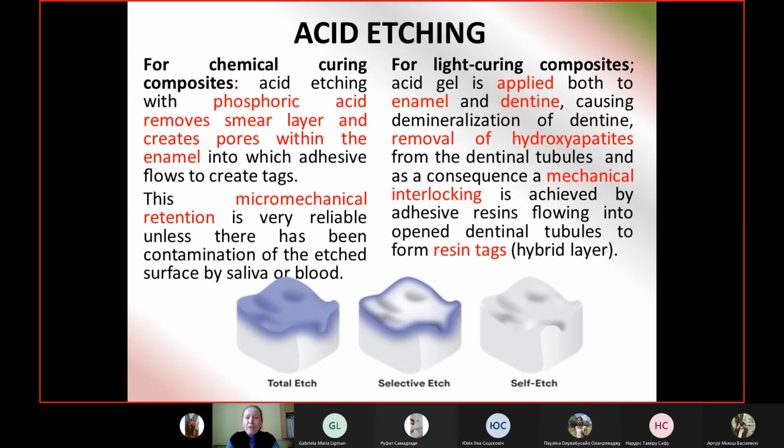blood. For light curing composites, acid gel is applied both to enamel and dentine, causing demineralization of dentine and removal of hydroxyapatites from the dentinal tubules, and as a consequence, mechanical interlocking is achieved by adhesive resins flowing into open dentinal tubules to form resin tags, so-called hybrid layer.